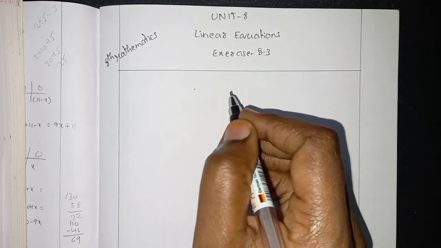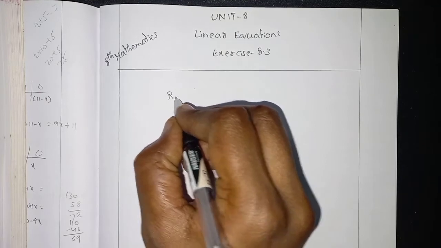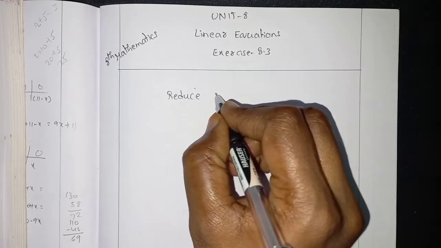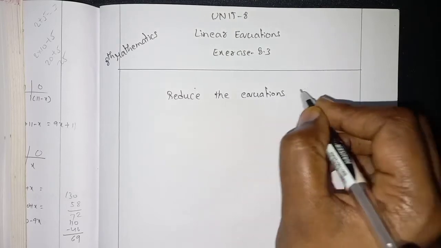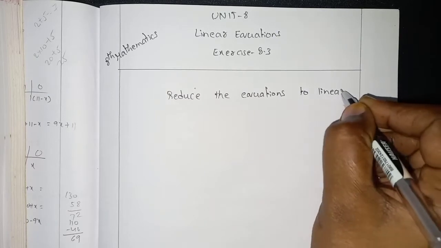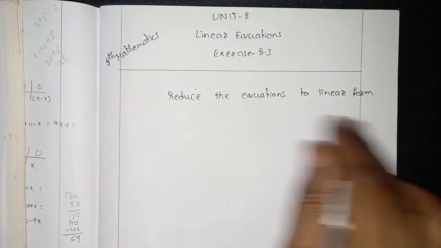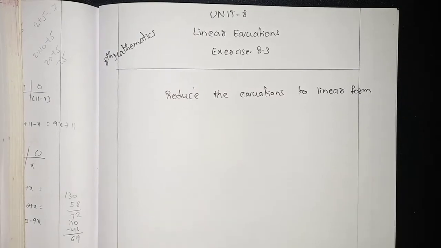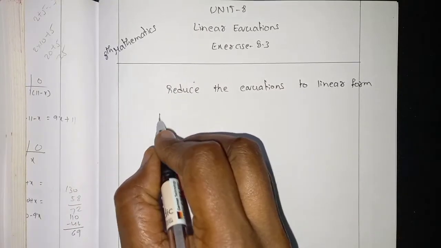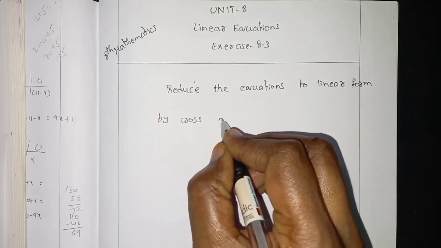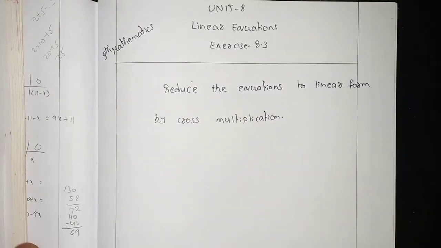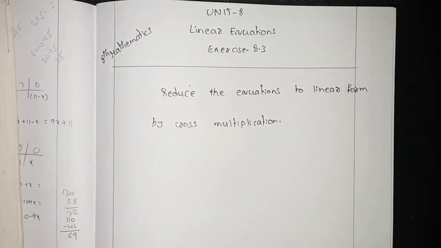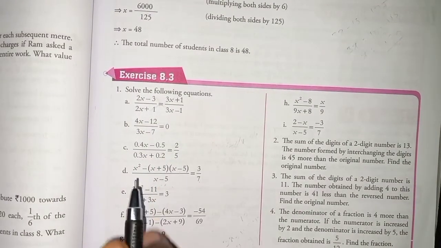So, in this exercise, we are going to reduce the equations to linear form. How? By cross multiplication. Okay, let's see the exercise. Solve the following equations.